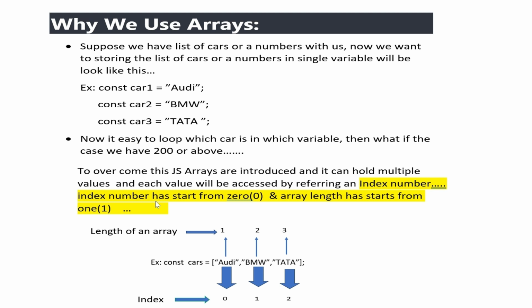See, the index number starts from 0, so an array's index number always starts from 0, and the array length starts from 1. As I told you, an array has n number of values. Here we have three values. So the index of an array will start from 0, 1, 2, but the length of an array will start from 1, 2, 3.